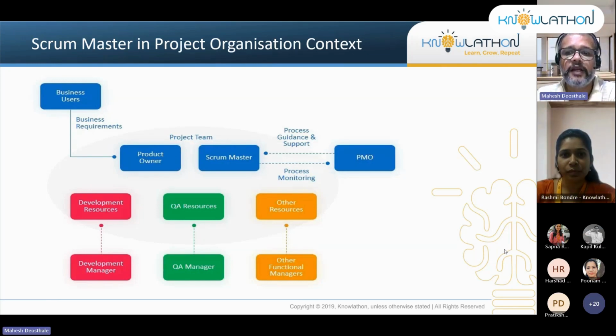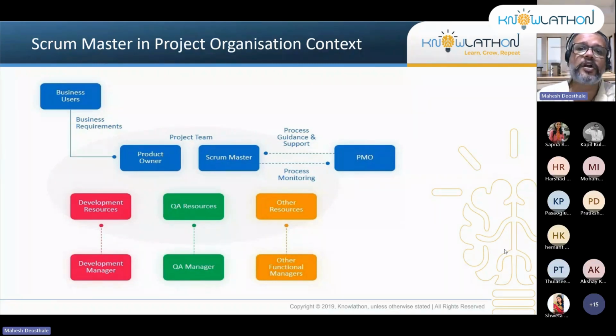So first of all, let's see where this role of Scrum Master sits in the organizational context. What you can see on your screen is a typical project organization wherein the business users will share the business requirements, and this being an agile environment, there will be a product owner and a Scrum Master sitting at the same level. Scrum Master will have more intense handshakes with PMO. PMO will be giving the process guidelines and support to Scrum Master. Scrum Master will be driving the implementation of these processes.